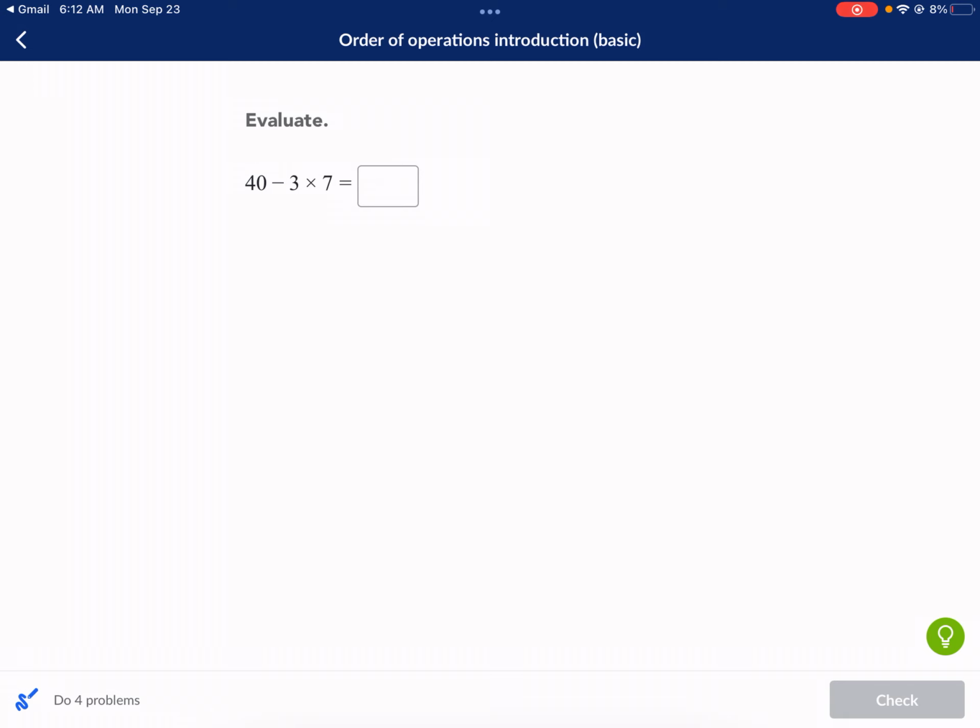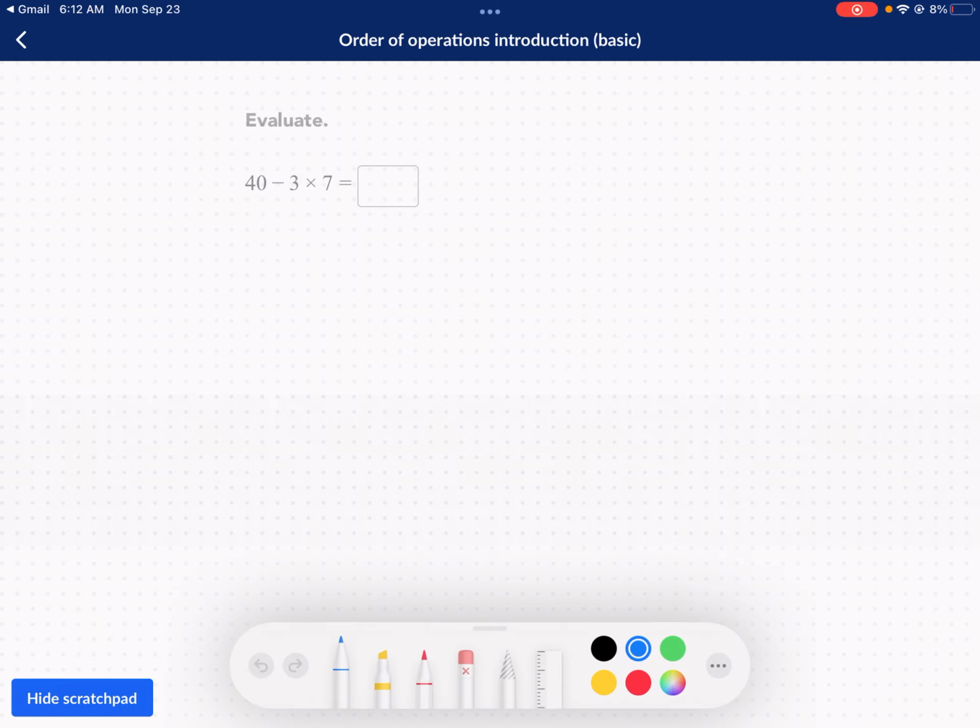This one is just starting you off with understanding order of operations. And this one's going to be a quick one because you can see I only have 8% left on this battery, but let's ride. So first off, order of operations, what is it?